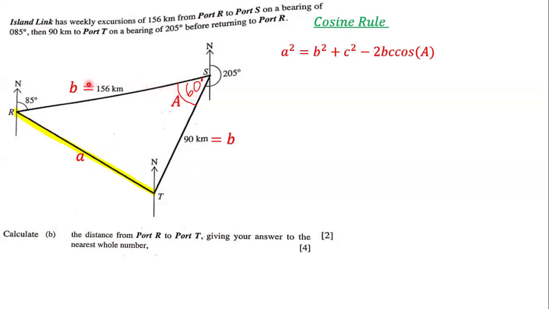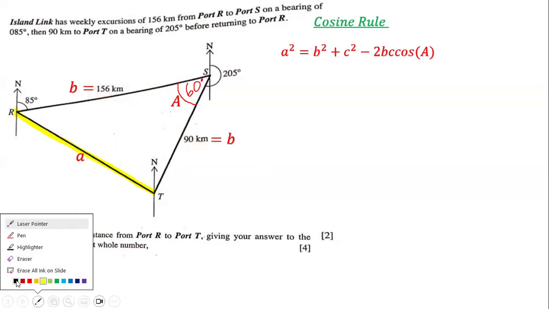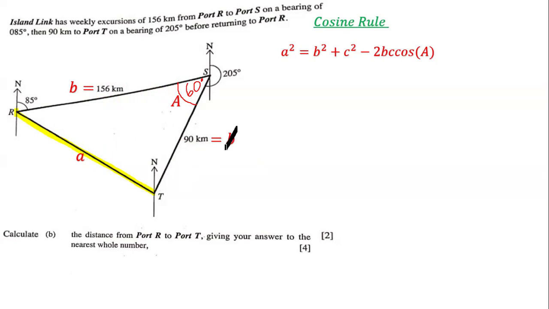And the other sides of the triangle are b and c. So this is actually supposed to be, let me move this. This is not b, this is actually c. So c is 90 kilometers, and b is 156 kilometers. So a is the missing side, capital A is 60 degrees, small b is 156 kilometers, and small c is 90 kilometers.